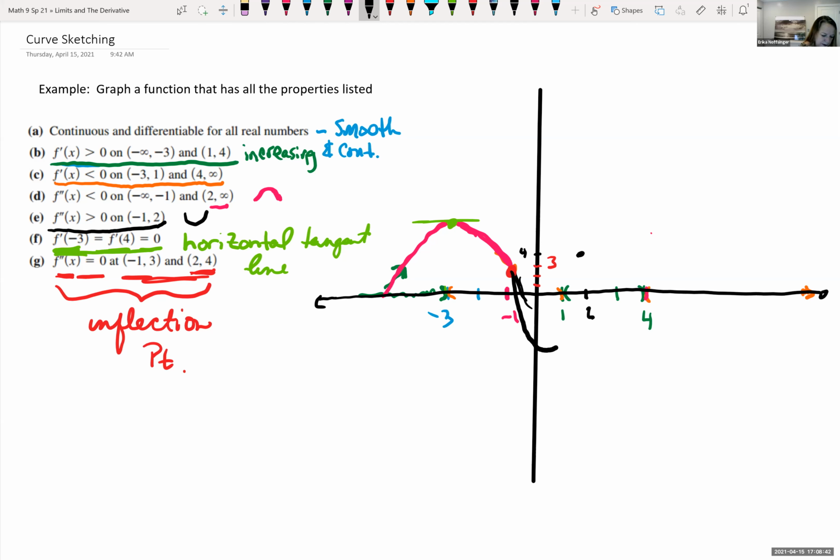We're concave up, concave up, concave up until we hit this point right here. And then we're going to be concave down now, and we're going to hit a point at x equals 4. Doesn't matter, but that's going to be a max. Concave down now forever. Okay, so there is one graph that holds all those properties.